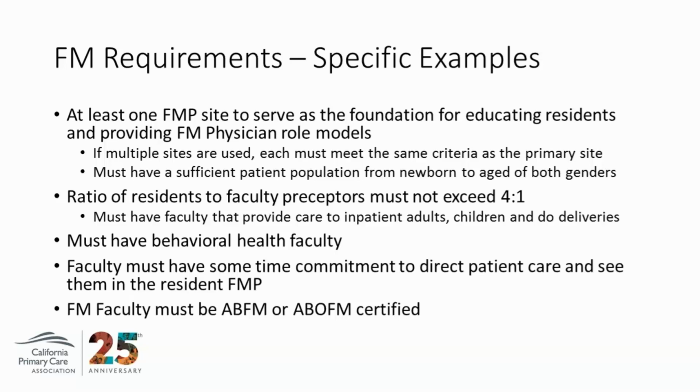The ratio of residents to faculty preceptors must not exceed 4:1. That's in the guideline. I will tell you, from a practical teaching standpoint, 4:1 is too much. I can't precept 40 patients in an afternoon. It's not safe, nor do they get good teaching, nor do they get good care. A safe ratio is usually 2 or 3 to 1 in terms of precepting residents. But in a pinch, if somebody calls in sick and you don't have a replacement, 4:1 is the limit.